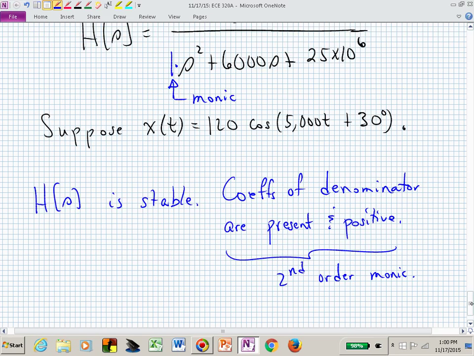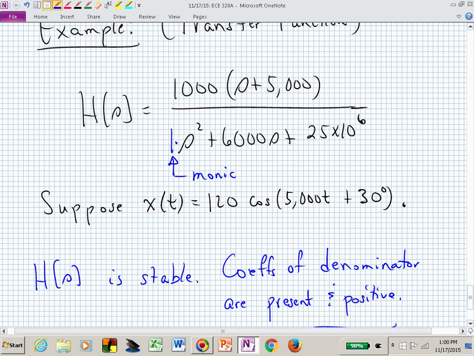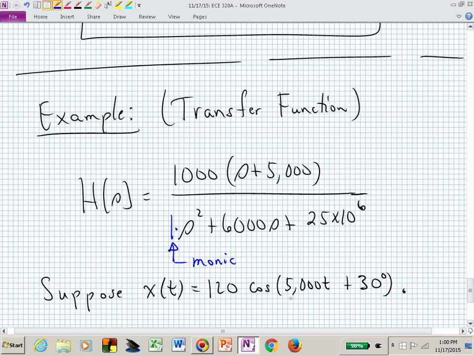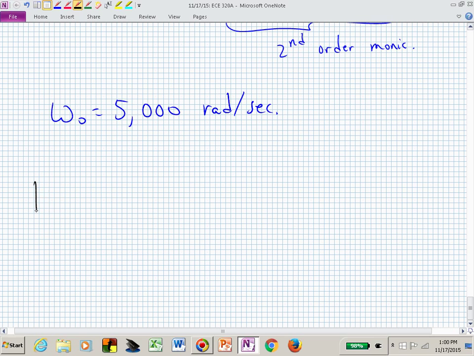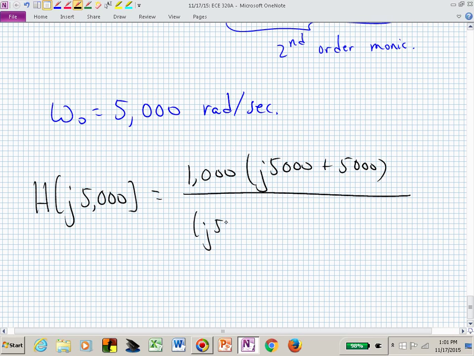Now that we've concluded that we can do our h, where do we evaluate it? At this omega naught, which is 5,000. So now we need to identify that the frequency of interest is 5,000, and that's in radians per second. And we can now compute h of j 5,000, which is 1,000 times j 5,000 plus 5,000 all over j 5,000 squared plus 6,000 times j 5,000 plus 25 times 10 to the sixth.